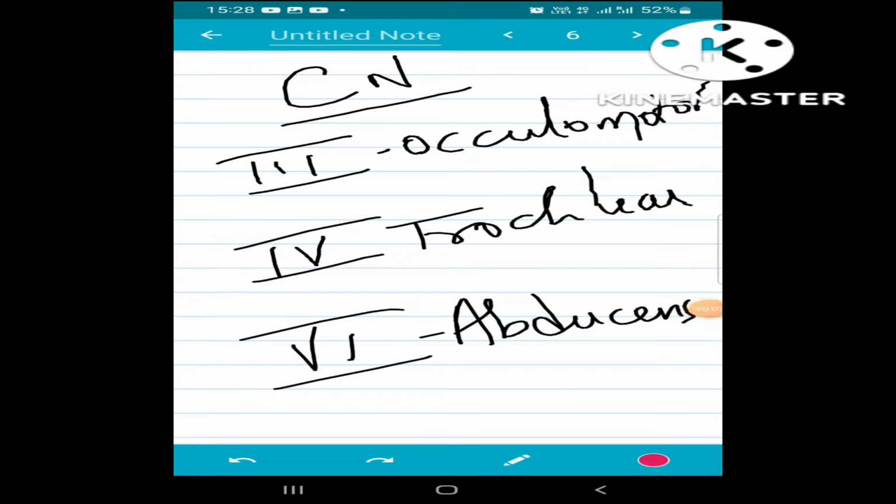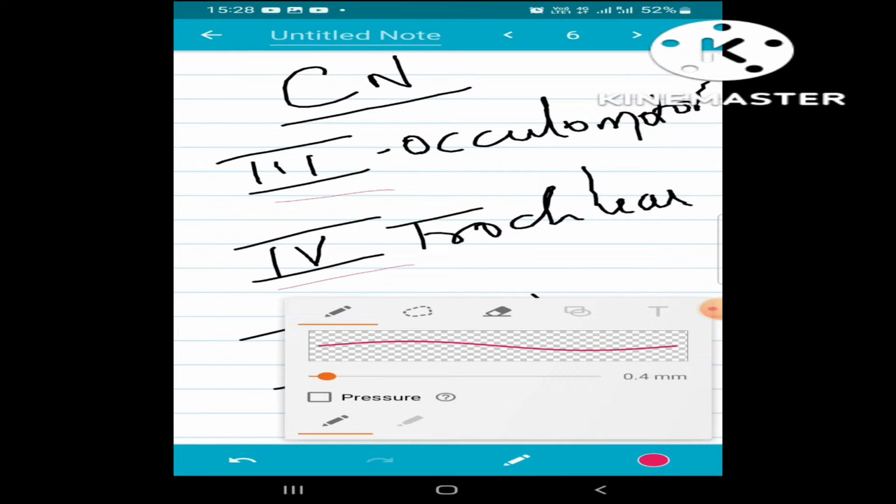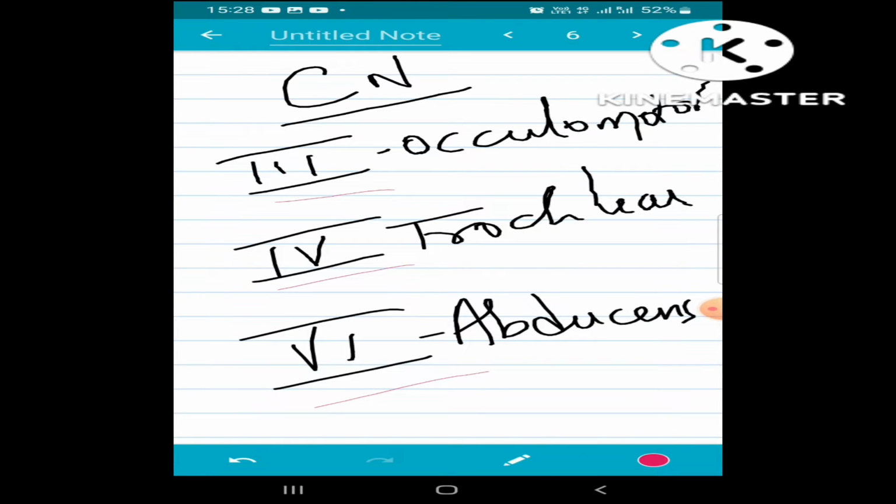So now we'll discuss cranial nerves 3, 4 and 6. The third cranial nerve is the oculomotor nerve. The fourth one is the trochlear nerve, and the sixth one is the abducens nerve.